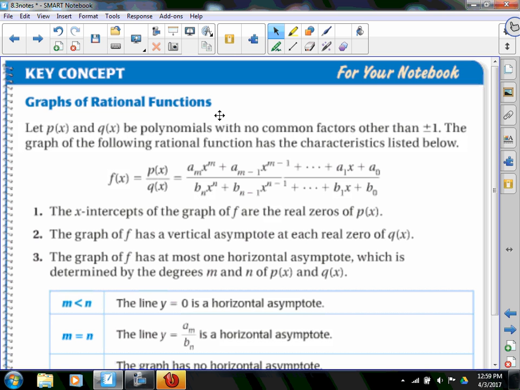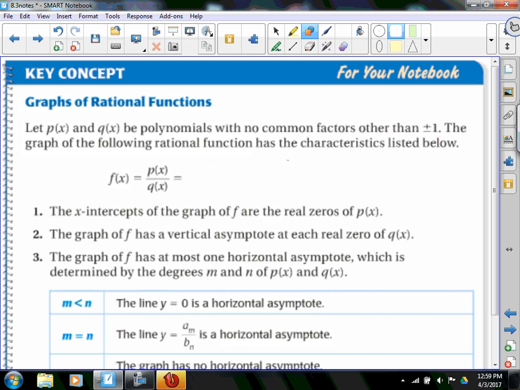Now, this definition of a polynomial, maybe you don't need to write all that down, because that was in Chapter 5. They're just saying we have a polynomial over a polynomial, and there are no common factors. And then they're going to talk about the characteristics.